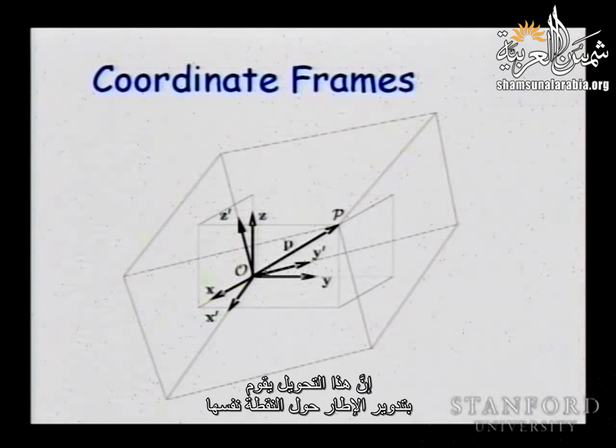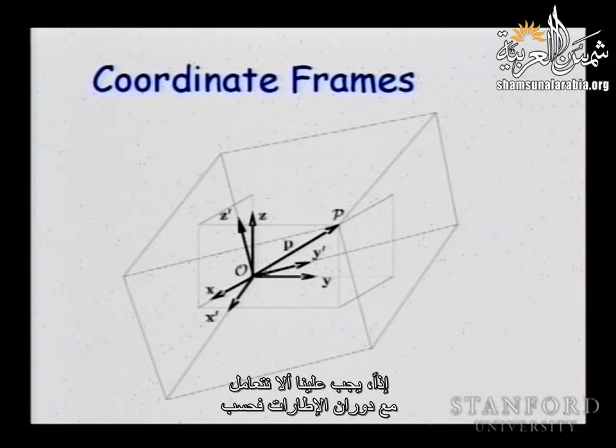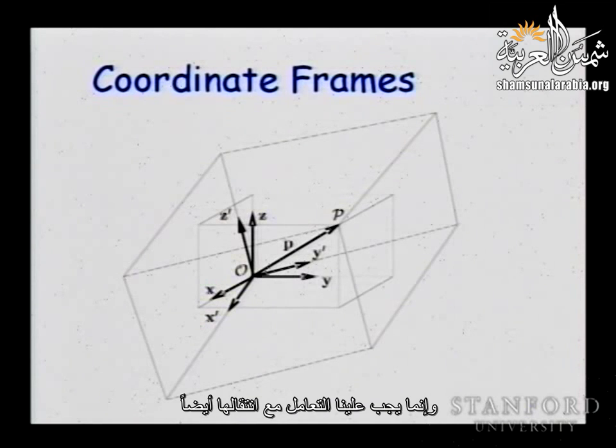Now, this transformation is just rotating the frame about the same point, but we might have a prismatic joint, and then we are going to translate the origin. So there will be a translation. So we need not only to deal with rotation of the frames, but also translations of the frame.